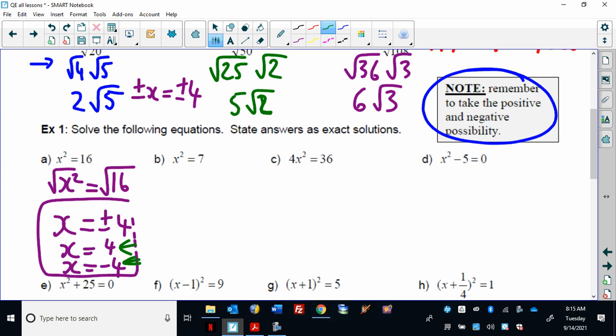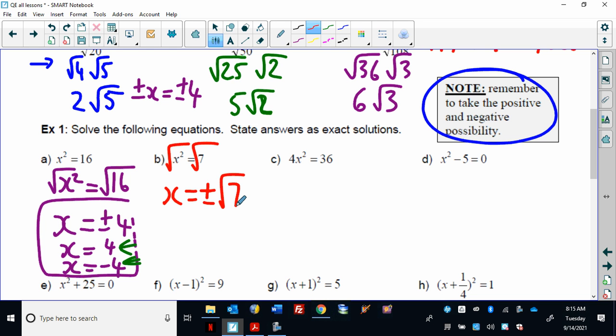All right, moving on. Let's shorten things up because this is really easy. Square root of this, square root of that, x equals root 7. 7 does not have a perfect root, so you just leave it. That's it. That's the answer. That's all you have to do for that one.